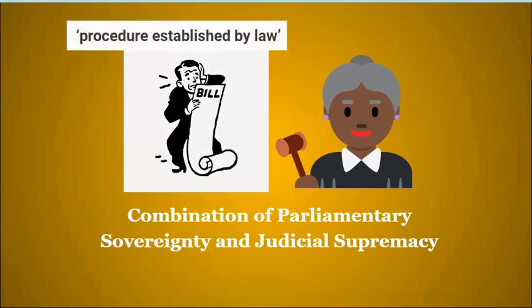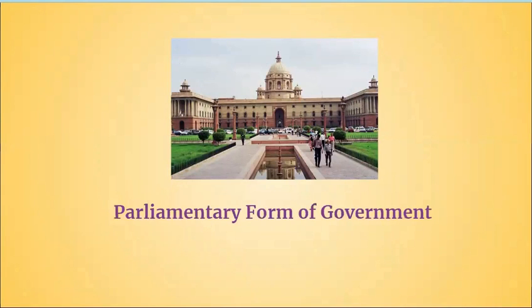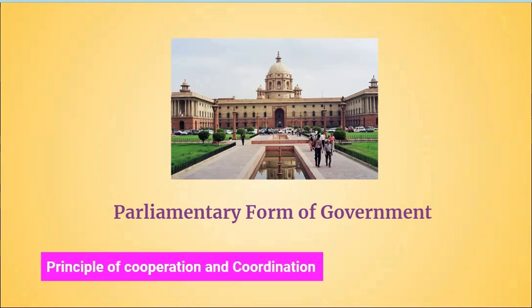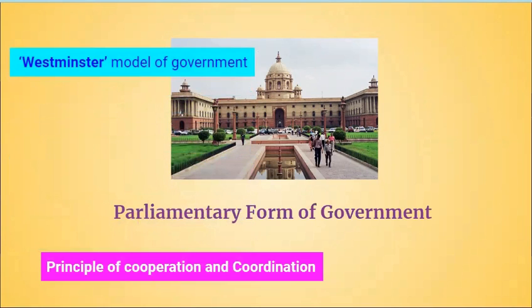So next, parliamentary form of government. The Constitution of India has opted for the British parliamentary system of government. The parliamentary system is based on the principle of cooperation and coordination between the legislative and executive. The parliamentary system is also known as the Westminster model of government, responsible government, and cabinet government. The Constitution establishes the parliamentary system not only at the center, but also in the state.